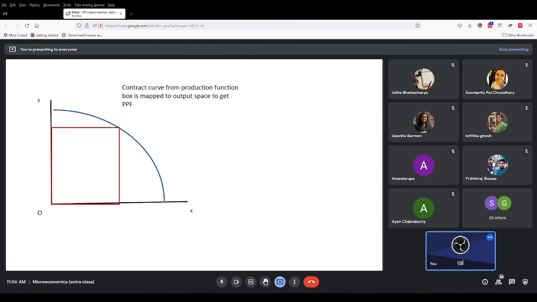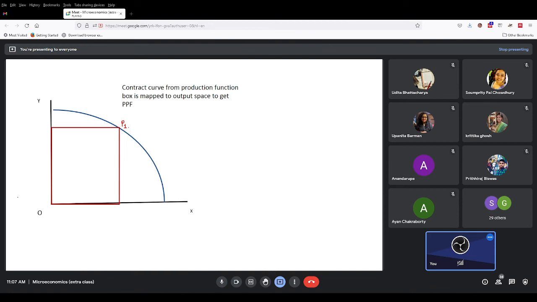And we can draw an Edgeworth-Bowley box, not for production, but for consumption. So the red is the Edgeworth-Bowley box corresponding to, let us say, P1. So P1 on the contract curve is mapped onto the PPF and we draw an Edgeworth-Bowley box. Now, do we have labor and capital over here? What do we have over here? What is this? What is this? So amount of X produced, and this, amount of Y.